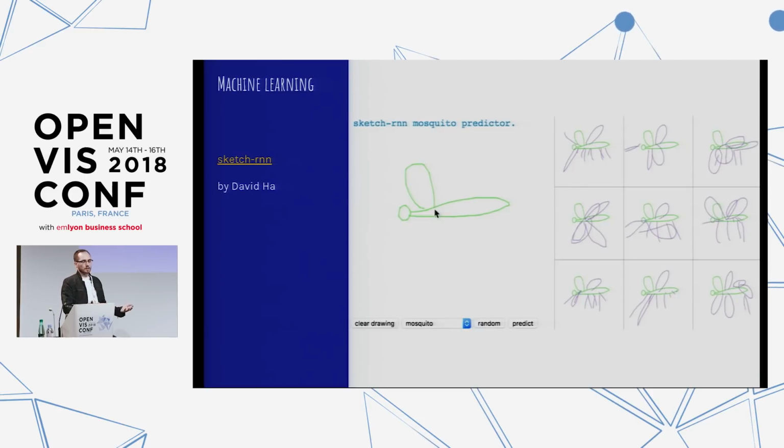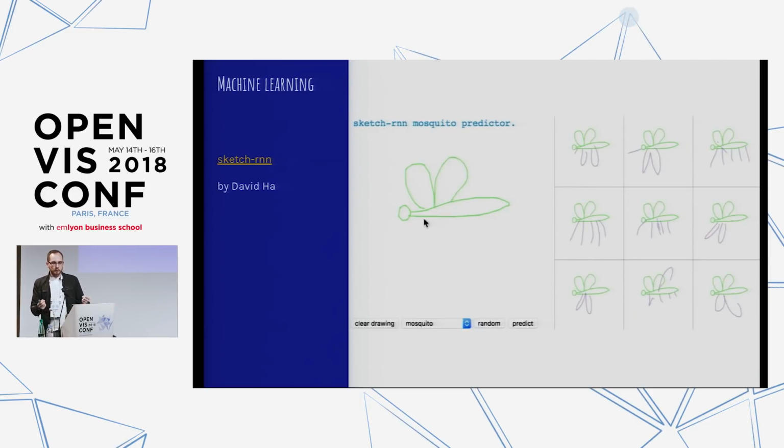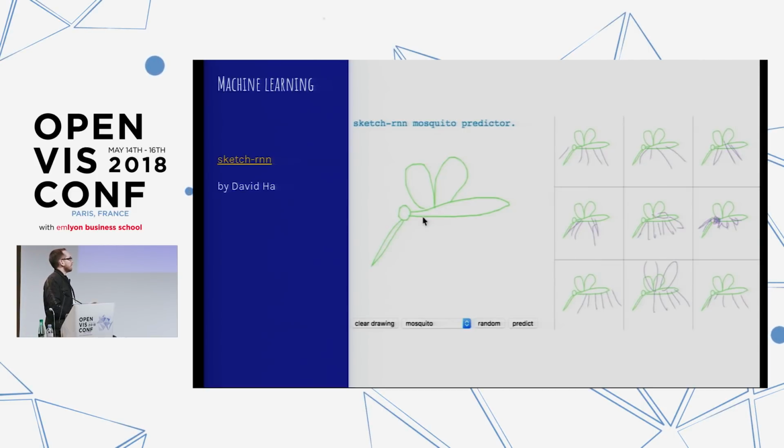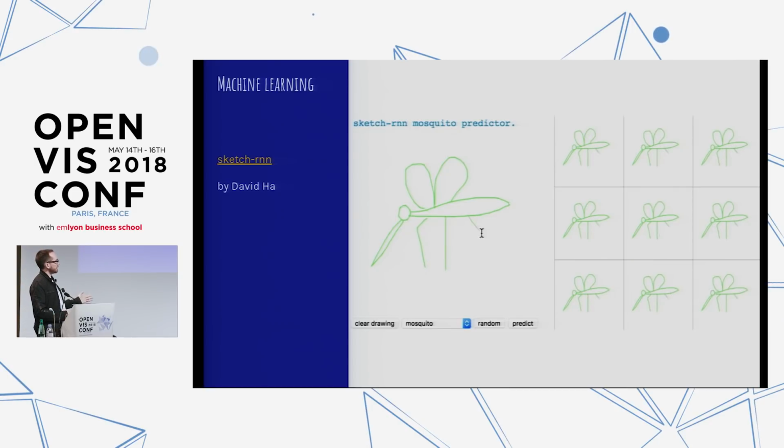But for us as data visualizers, what's really exciting is the patterns that the network has had to learn to encode in order to generate these drawings. And so how do we get at these patterns?